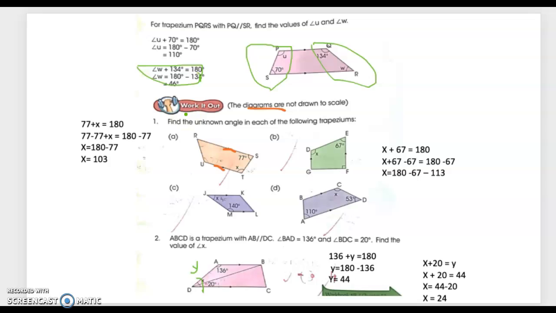Now let's work out the exercise. I mean the practice. All right. Now see, look at this one. The diagrams are not drawn to scale. That means, for example, if you measure using a protractor, this angle may not be 77. That's the meaning. All right. Now let me get rid of this first.